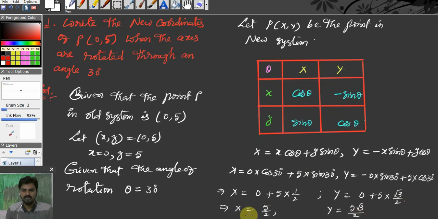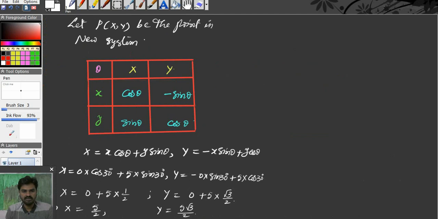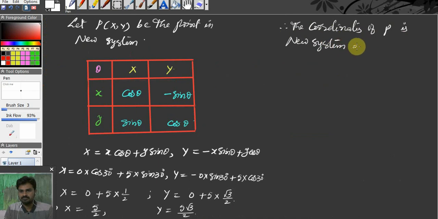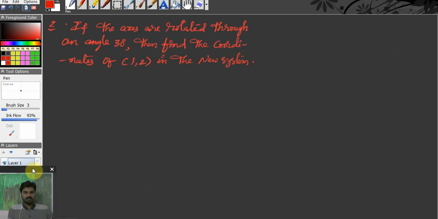So here they are, the coordinates of point P in the new system. Finally you can write: therefore the coordinates of P in the new system are capital X, capital Y. That is capital X is equal to 5 by 2, capital Y is equal to 5 root 3 by 2. This is about the coordinates of the point in the new system. Okay, look here, one more problem.